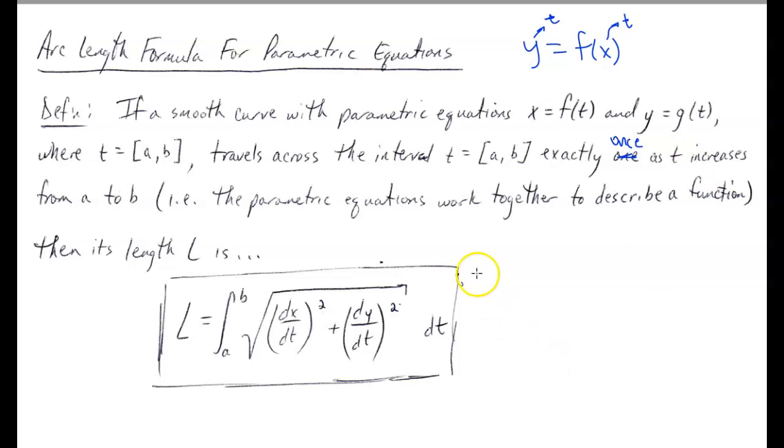Anyway, if we have all that together here, then we could use this particular formula to figure out the length of this particular parametric equation, which should be a smooth curve. Okay, so we're going to use that in our final example here.